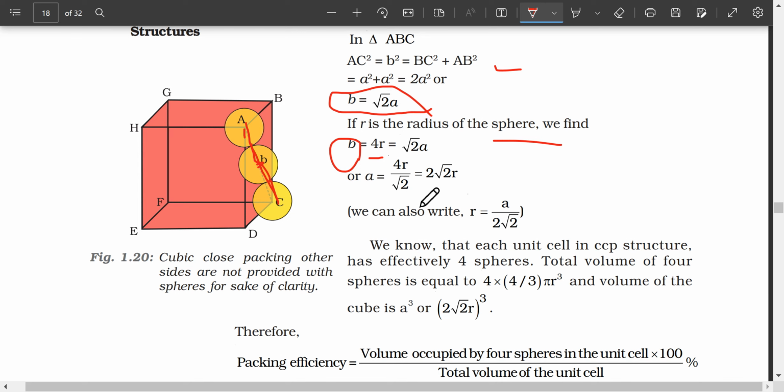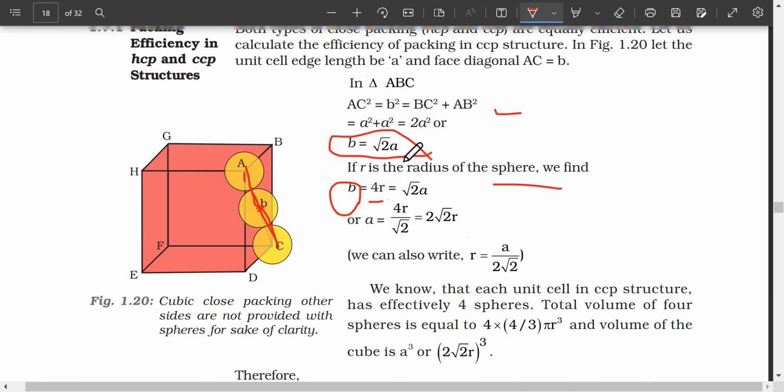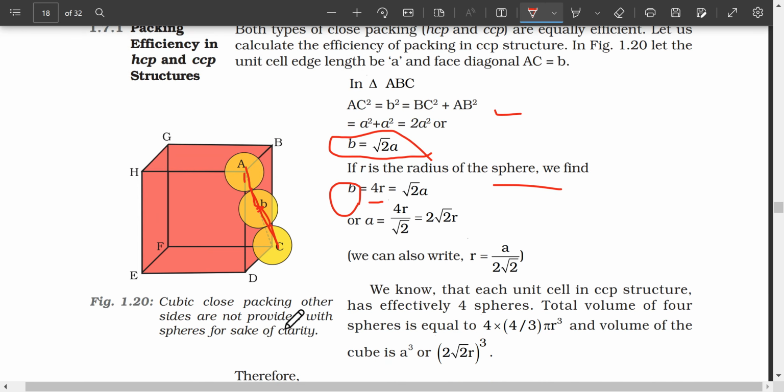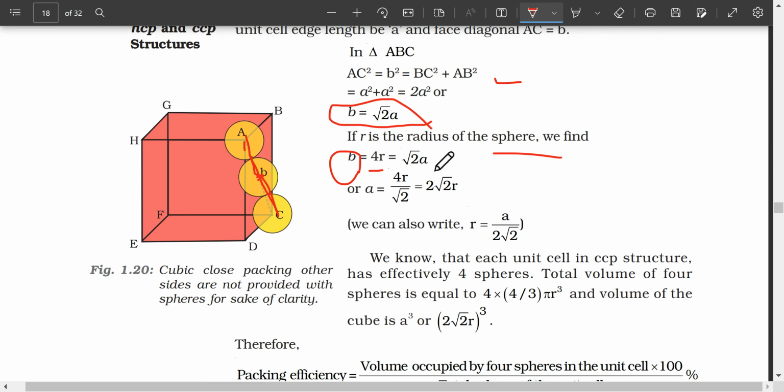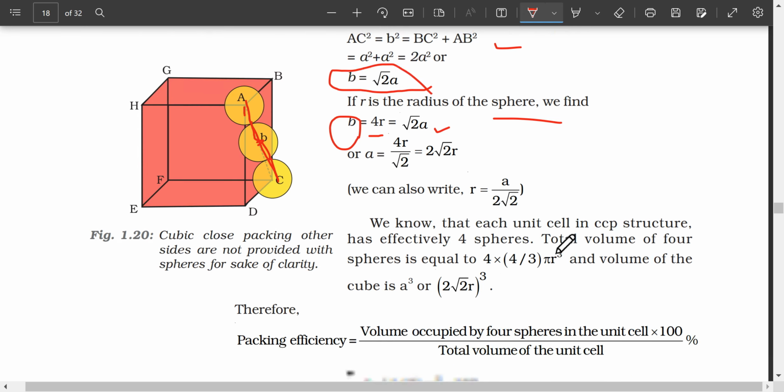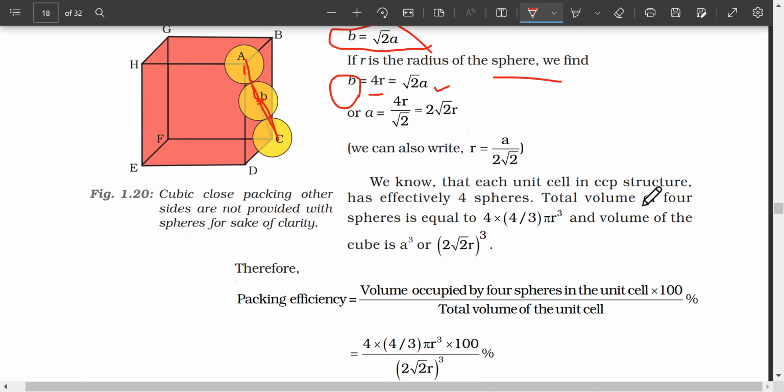Fine. ये हम किसका करें? This is for cubic closed packing. जहाँ पे अच्छा 4r is equal to root 2a. You are going to equate the two b's. तो यहाँ से you'll get the value of a which is 2 root 2r. यहाँ rationalization किया है. Fine. We know that each unit cell in CCP structure is effectively 4 spheres. हमें ये पता है total volume of 4 spheres.